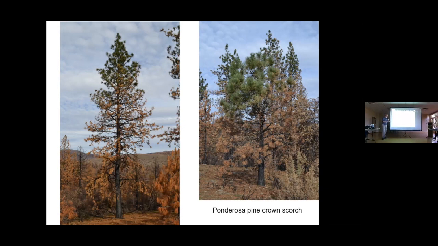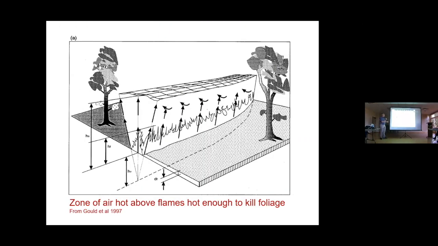And so this is the concept of a fire. There's the flames sweeping through a forest, and the air that high above the flames is hot enough to kill the foliage. So when it went by this tree, it killed the foliage on these two lower branches. It charred or scorched the bark, and when it gets to this tree, it's going to kill the foliage on those lower branches and maybe a little bit there. So there's this invisible line of hot air above the flame that is hot enough to kill foliage.